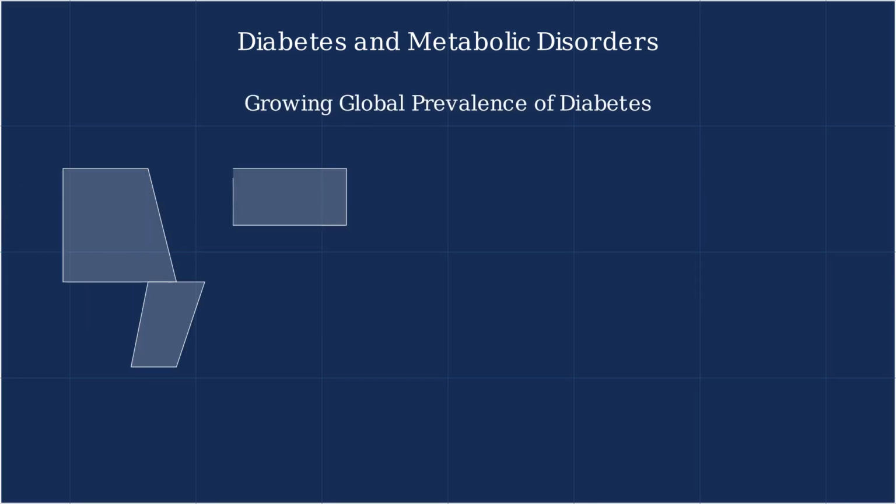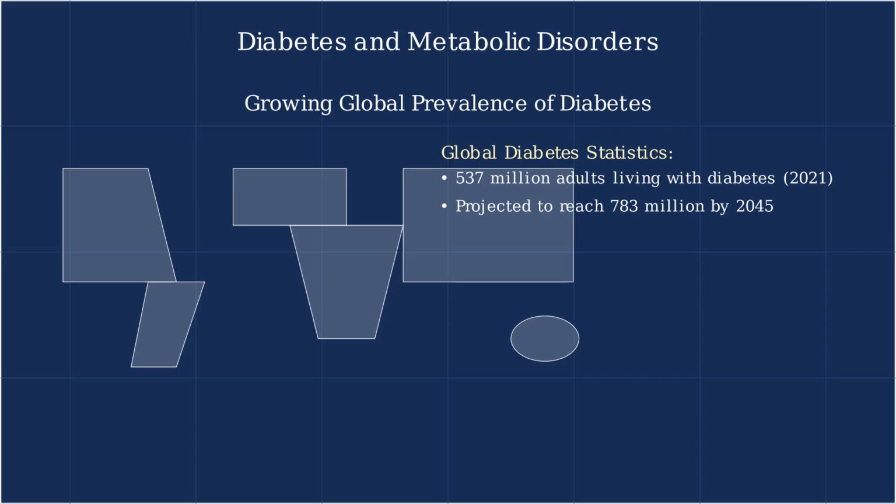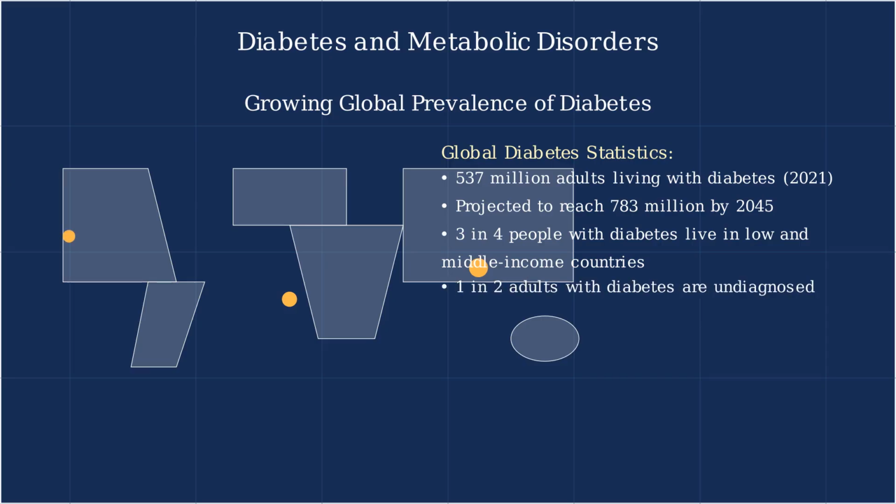Diabetes has become a global epidemic, with prevalence rising dramatically over the past few decades. According to the International Diabetes Federation, as of 2021, approximately 537 million adults are living with diabetes worldwide, and this number is projected to reach 783 million by 2045. The burden is particularly heavy in developing countries, with 3 in 4 people with diabetes living in low and middle-income countries. What's particularly concerning is that approximately 1 in 2 adults with diabetes remain undiagnosed, increasing their risk of developing serious complications.